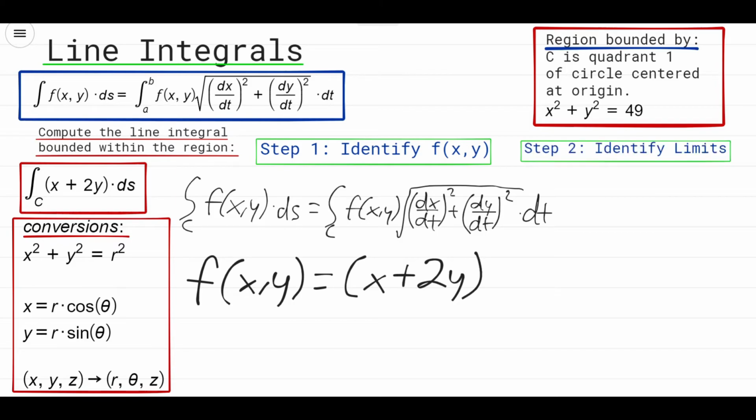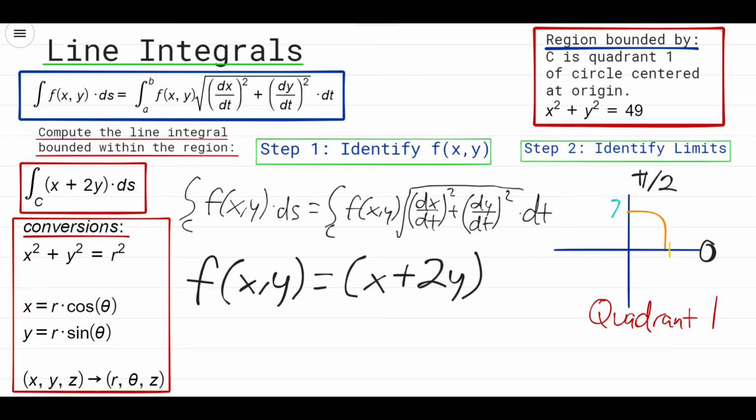Now for step 2, we're going to identify the limits. The key is the circle's in quadrant 1. So that's a key word, quadrant 1, which helps us identify our limits. When we draw this out, we know that it can only be in quadrant 1, so it starts at 0 and it ends at pi over 2. And of course we know x squared plus y squared is 49. X squared plus y squared is r squared, and r squared is 49, so the square root of 49 is 7. That's where our radius of 7 comes from. And we know our limits are from 0 to pi over 2, so t is bounded between 0 and pi over 2.